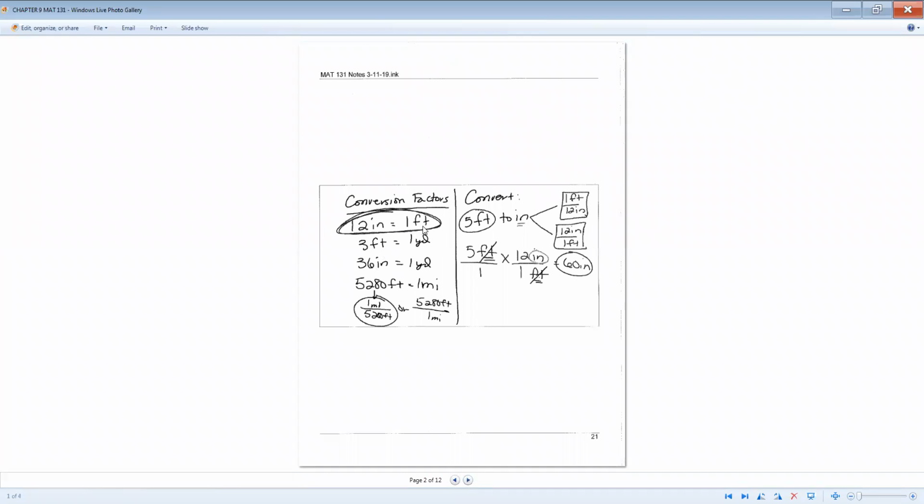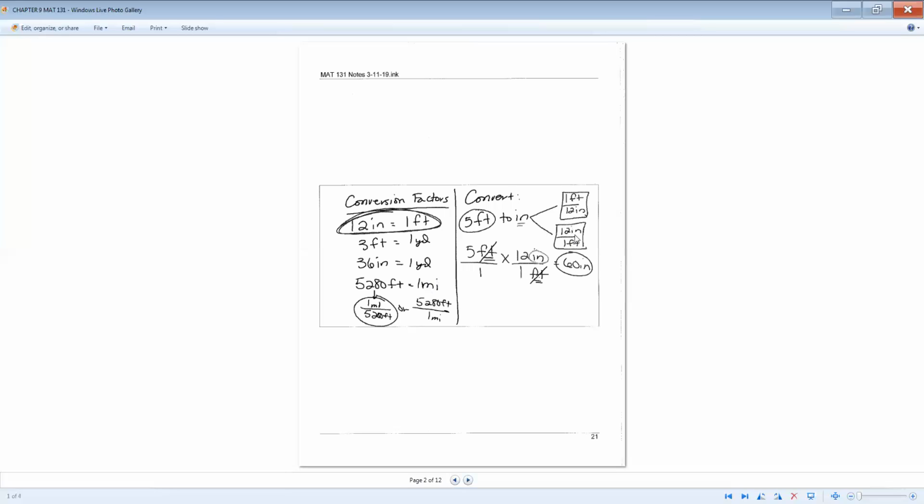12 inches to 1 foot, 3 feet is equal to 1 yard, 36 inches is equal to 1 yard, 5,280 feet is equal to 1 mile. So we're looking at trying to go from feet to inches. That means we would use the conversion factor that leans on inches and feet, and we can set it up one of two ways. We can do 1 foot over 12 inches or 12 inches over 1 foot.